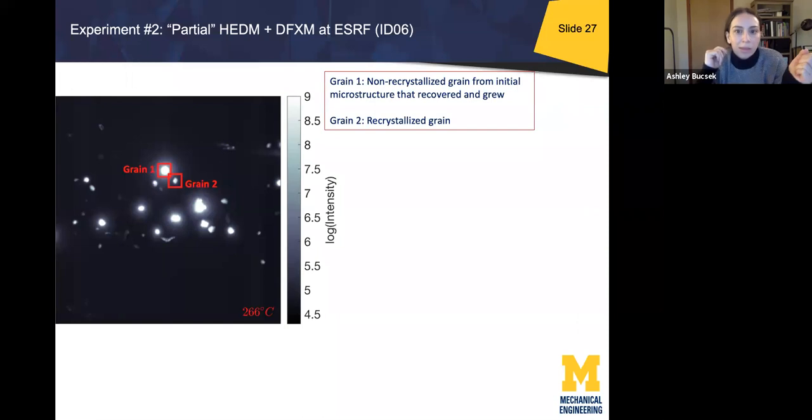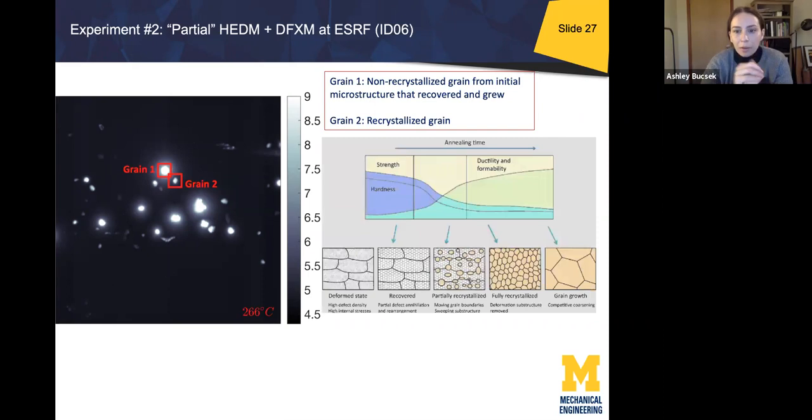We had these non-recrystallized grains from the initial microstructure that recovered and grew, and we had these recrystallized grains that recrystallized and then grew. And this is contrary to the typical picture that you see or learn about, which is that the final microstructure is a fully recrystallized grain structure where none of the grains existed in the initial microstructure.